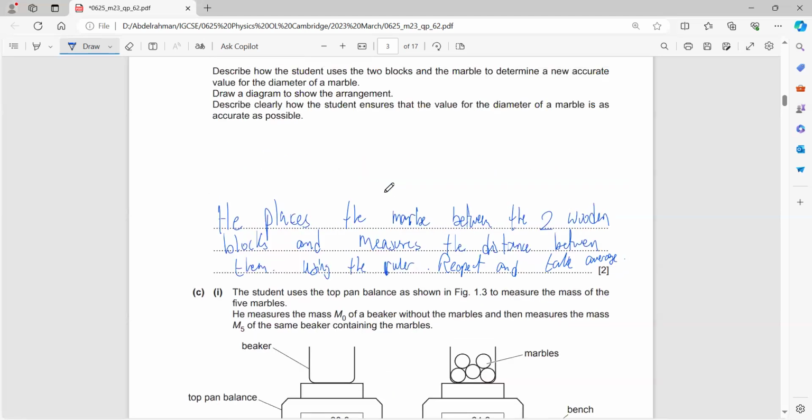The question says to draw a diagram. We did not draw a diagram. Draw a diagram: I have the wooden block, and then I have the marble between the wooden blocks, and then I have the other block.